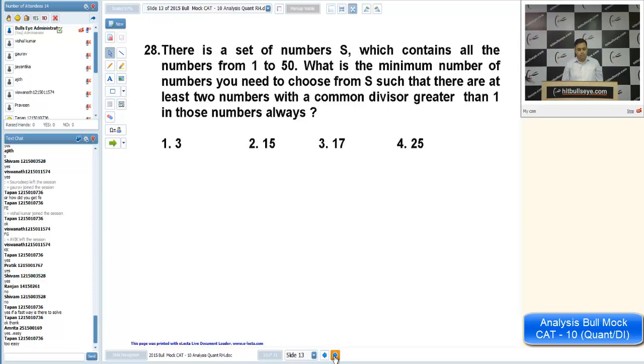Okay, come to the next one. There is a set of numbers S which contains all the numbers from 1 to 50. What is the minimum number of numbers you need to choose from S such that there are at least 2 numbers with a common divisor greater than 1?